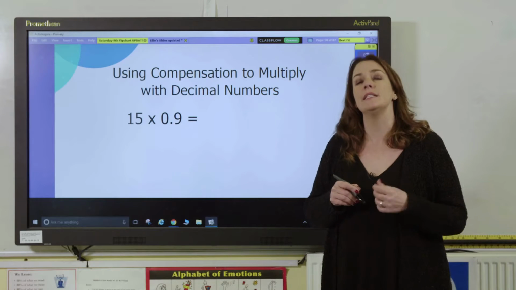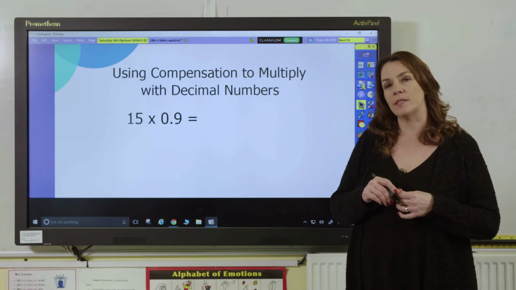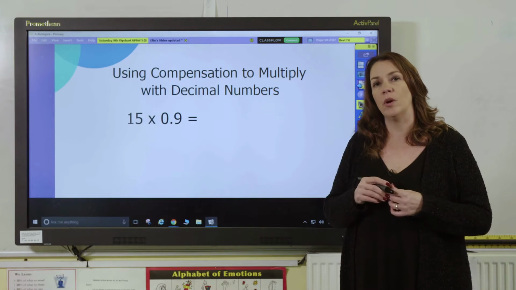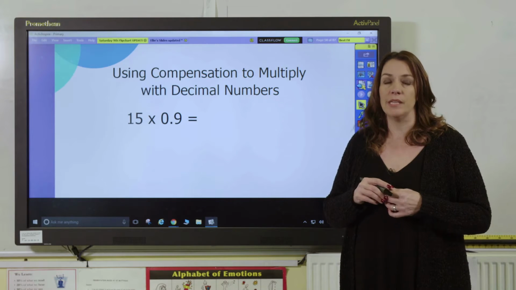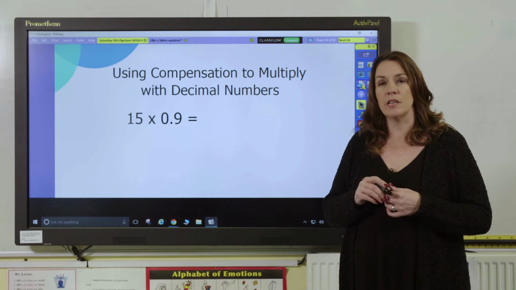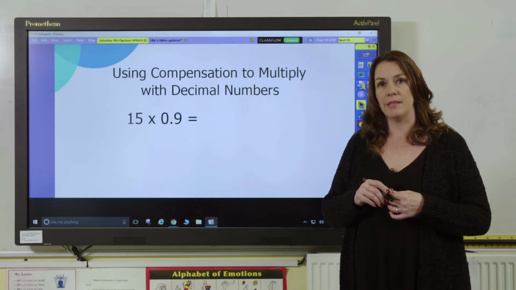I'm Rebecca, and in this film we're going to look at how we can use compensation to multiply decimals. Now when pupils see calculations like these, they can tend to panic, and we can use compensation to make it a bit more manageable, changing one of the numbers to something that's easier to work with, and then adjusting our answer in light of the changes that we've made.